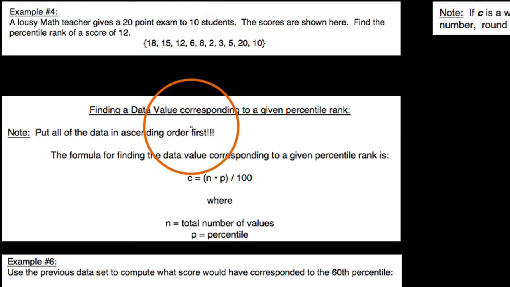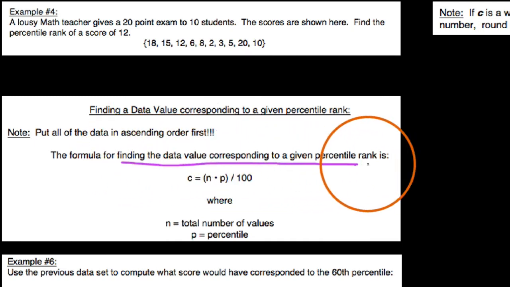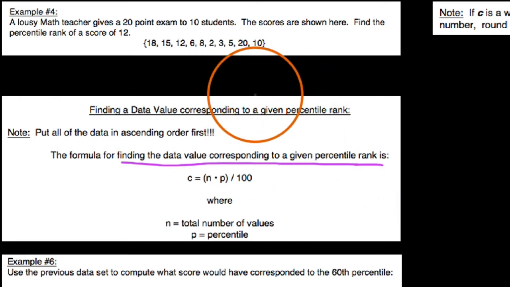In this video, our goal is going to be this. We are going to find a data value that corresponds to a given percentile rank. So in other words, we already know the percentile rank that we're interested in finding. We say, well, who's in that percentile? What was in that percentile?